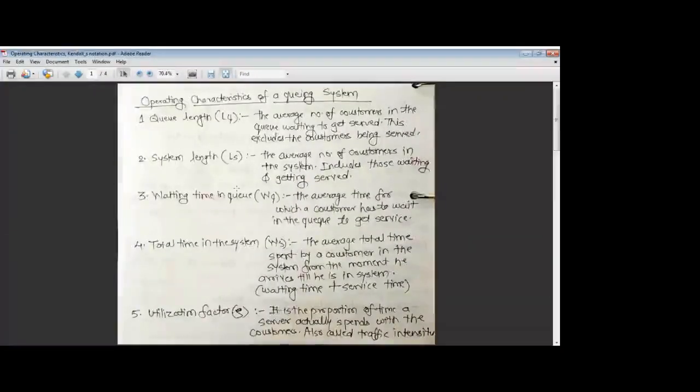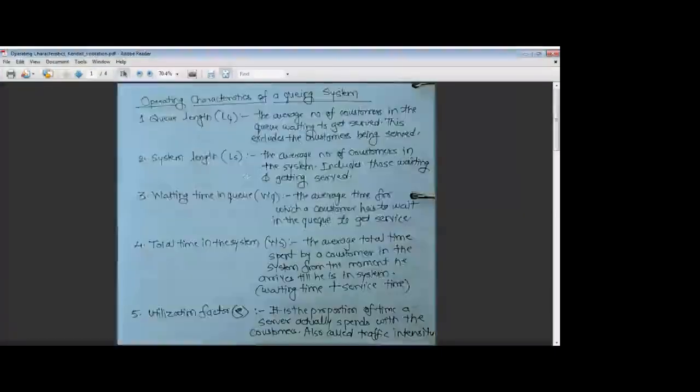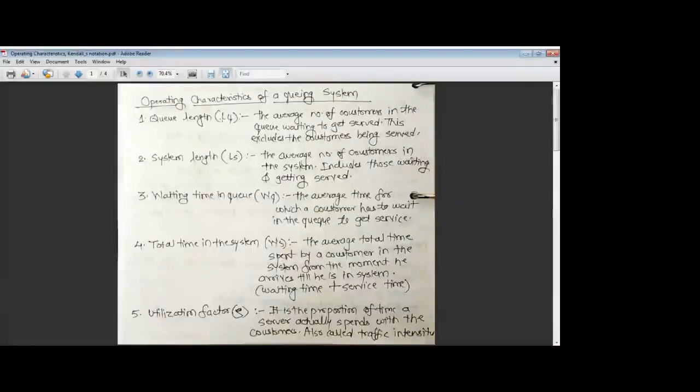Next we have the system length. It is denoted by a capital L and a small s, so L for length and S for system. Similarly, here it was L for length and Q for queue. Now, what is the meaning of the system length? It is the average number of customers in the system, including those waiting and those getting served. So what is a system? All the customers who are waiting in the queue plus those who are getting served are part of the system. Hence the system length includes those waiting in the queue and those getting served, and it is denoted by LS.